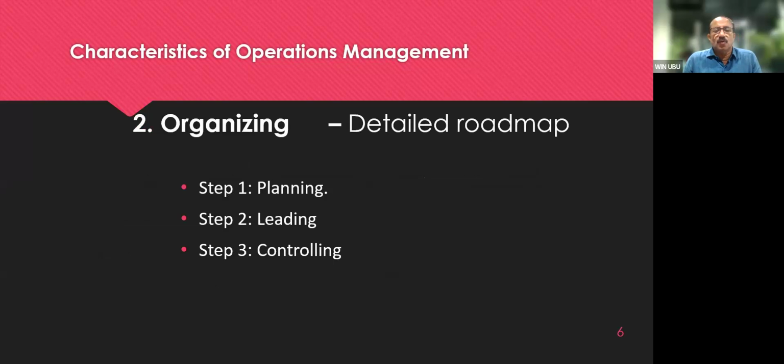Next comes organizing. Organizing in the sense of preparing a detailed roadmap. Here, organizing means planning, which we have discussed in the earlier slides, as well as leading. Planning is already over. Then next, they have to lead. I have already mentioned that the operations have the authority, or the management would have given them the authority, to give the guidelines to the departments for a smooth functional process.